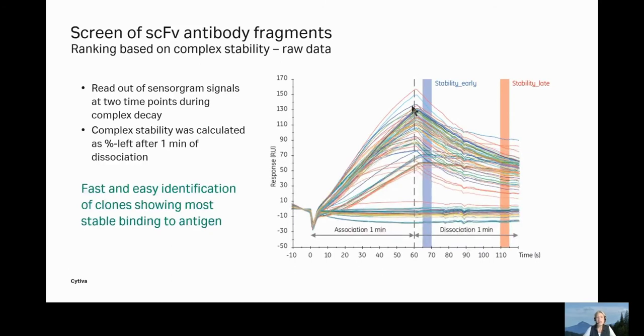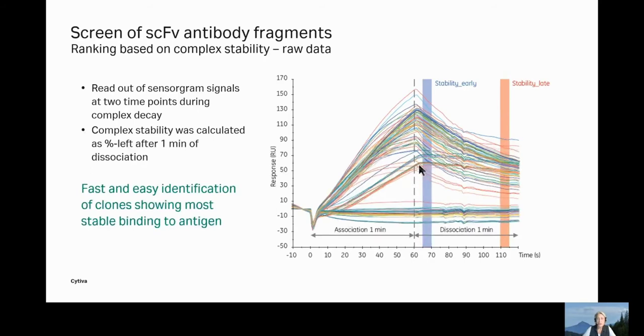Here you see the raw data, the results they got from the screen of all these single-chain fragments. This is an overlay of all sensorgrams from each of the clones investigated in one picture, and they were focusing on ranking these clones based on the complex stability. So they mainly looked at the dissociation phase, and they took report points early in the dissociation and after 1 minute, which you see here. And the difference of these two responses was used to calculate the percent left amount. And this number allows a fast selection of the most stable complexes.